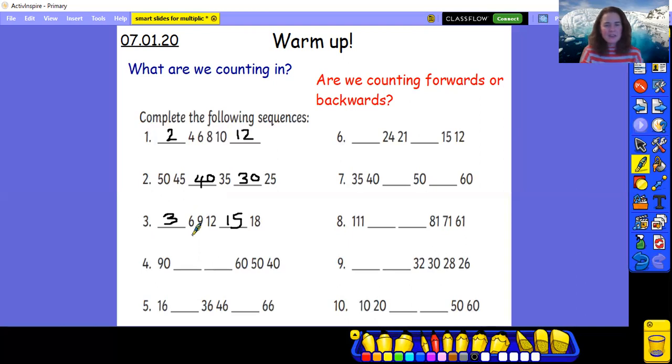Okay, let's look at number 4. Okay, so we've got 90, then 2 spaces, 60, 50, 40. Now, look at the pattern. They all end in 0. I wonder what we're counting in then.